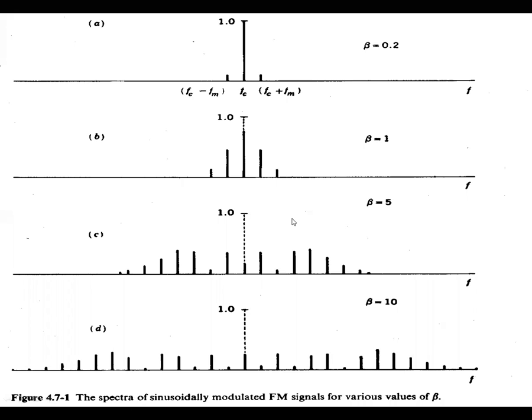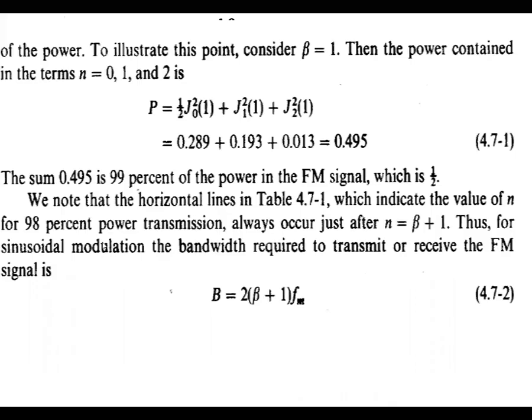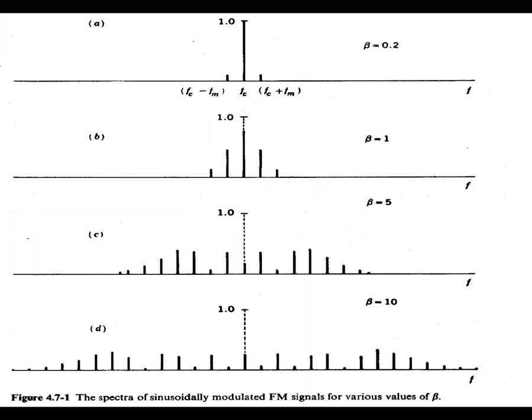When beta is equal to 5, how many sidebands are there? 5 plus 1 is 6, and 6 into 2 is 12. There are 12 sidebands, so 6 in the positive direction and 6 in the negative direction. And for a very large beta, like beta equal to 10, there are 11 in the positive direction and 11 in the negative direction. Like this is the spectrum of FM.